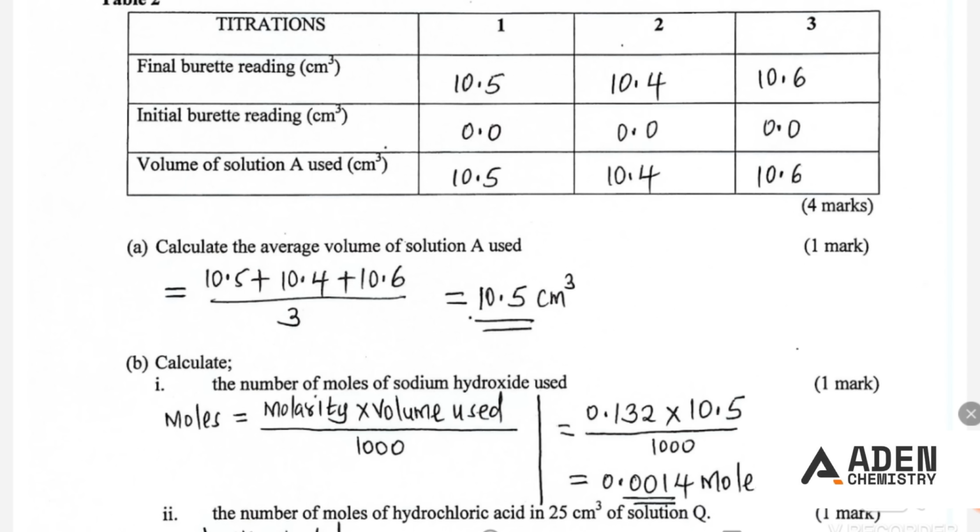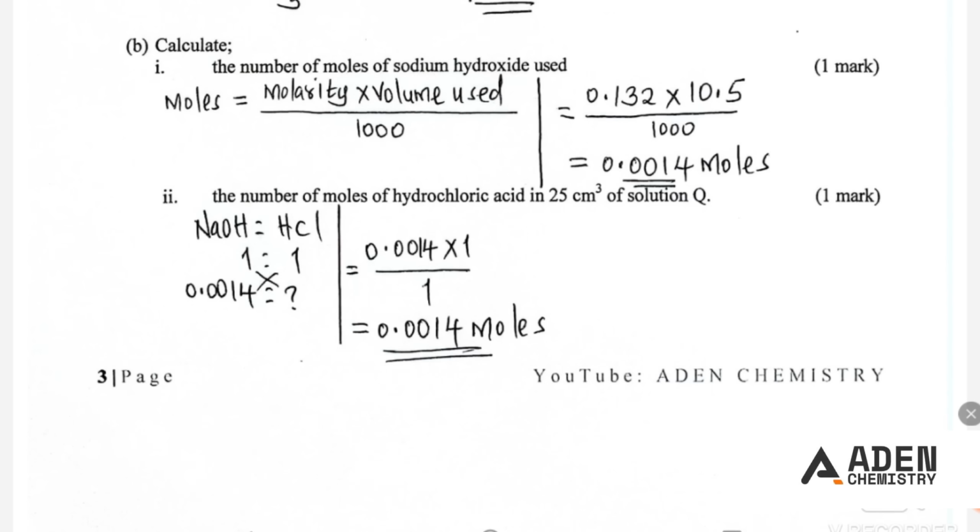Part B, Roman 1. We are told to calculate the number of moles of sodium hydroxide used. So moles is given by molarity times volume used over 1000. So the molarity that we are talking about here is the one that we have obtained, the concentration of solution A in moles per liter. We have 0.132 multiplied by 10.5, which is the volume, divided by 1000. What we are going to get will be 0.0014 moles.